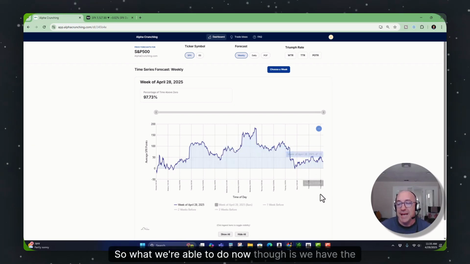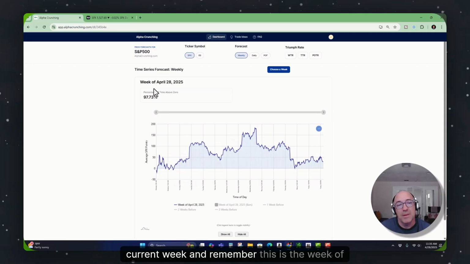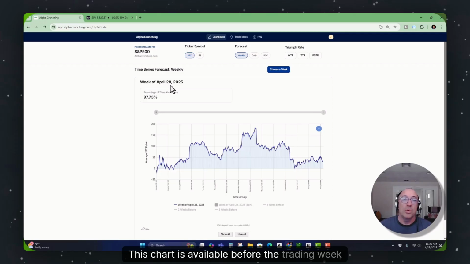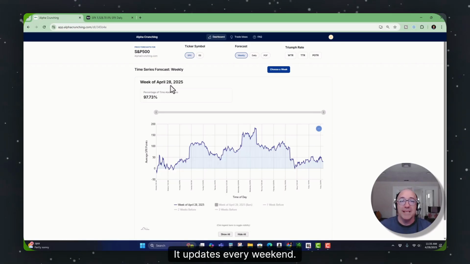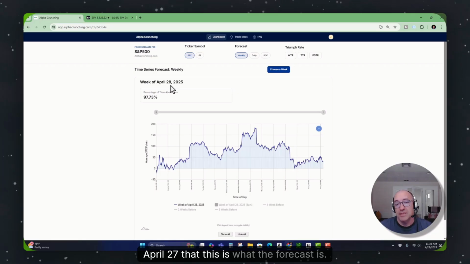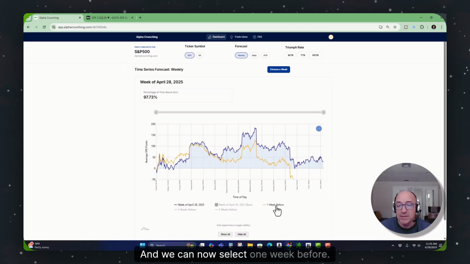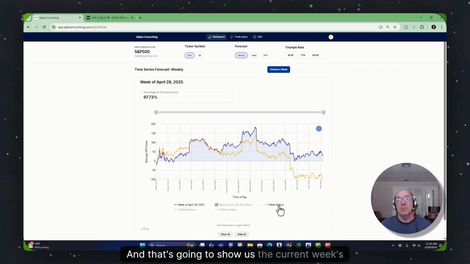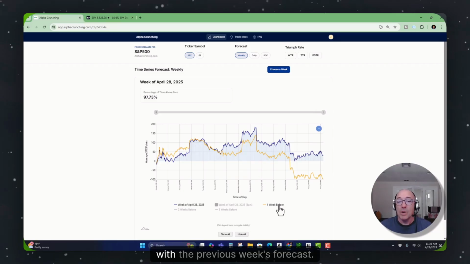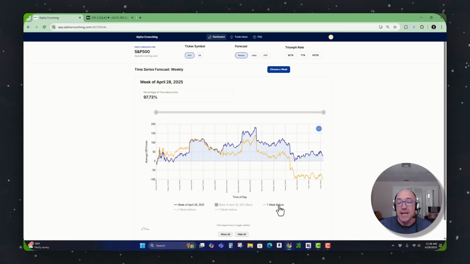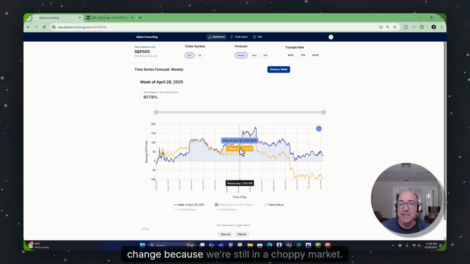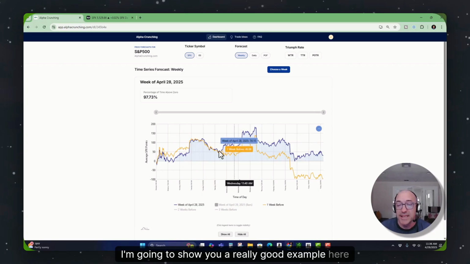So what we're able to do now, though, is we have the current week, and remember, this is the week of April 28th. This chart is available before the trading week begins. It updates every weekend, so we know on, let's say, Sunday, April 27th, that this is what the forecast is, and we can now select 1 week before, and that's going to show us the current week's forecast, the week of April 28th in this example, with the previous week's forecast. And we can see, and this isn't the best example of much of a change because we're still in a choppy market. Well, I'm going to show you a really good example here in a minute.